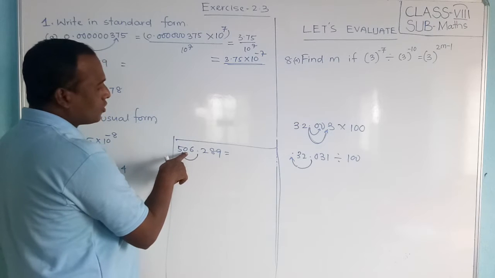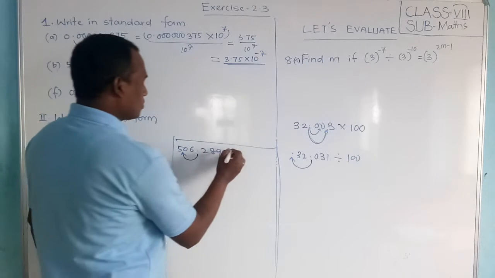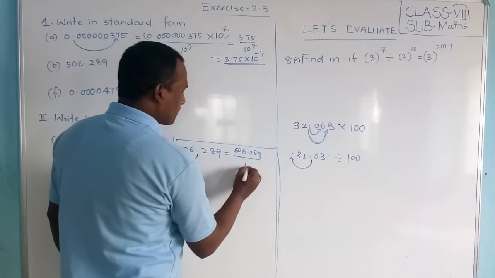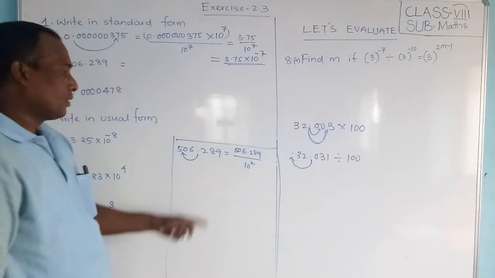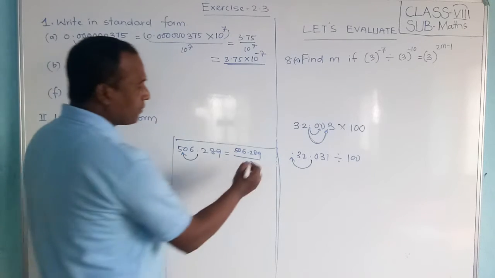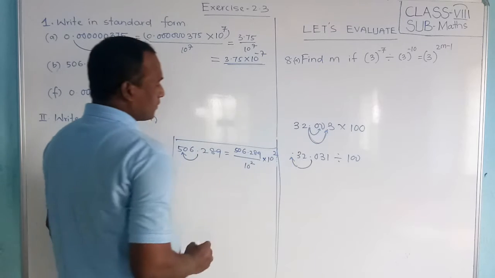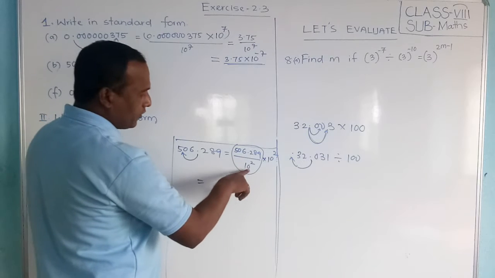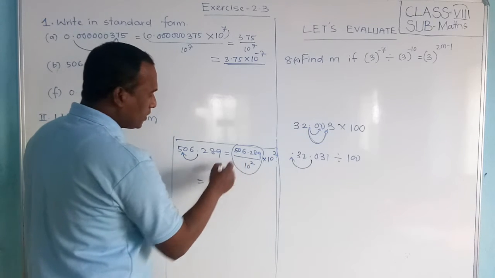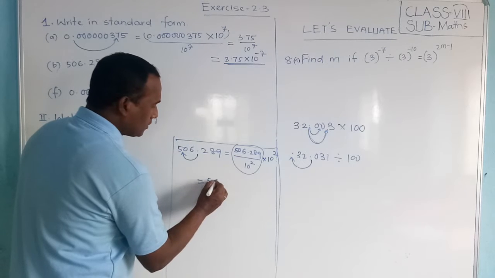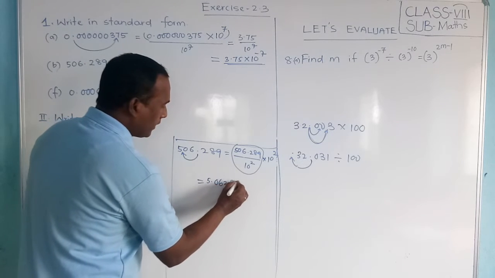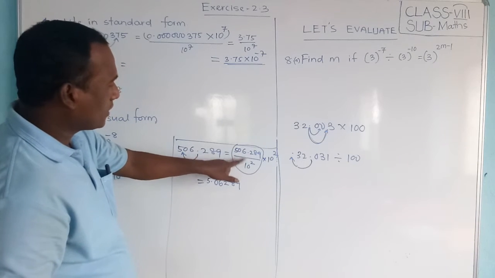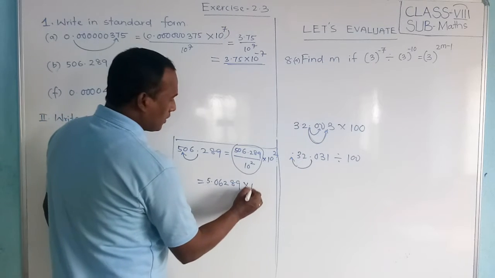Now how many places should it come? Now 2 places, that means 100. So 506.289 divided by 100, which means 10 power 2. If you are dividing by 10 power 2, then compulsorily you have to multiply by 10 power 2. Now you have to find this answer. As I told, if you divide by 10 power 2, then the decimal point will come to here: 5.06289. I have written this because the decimal point will come here only. This will be removed into 10 power 2.